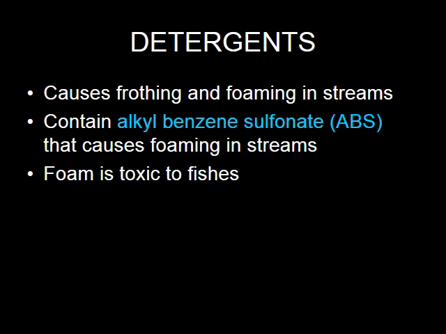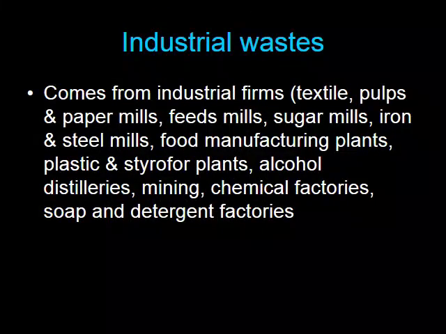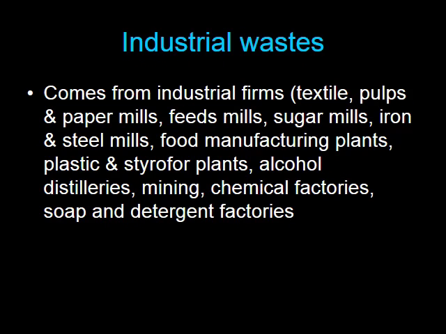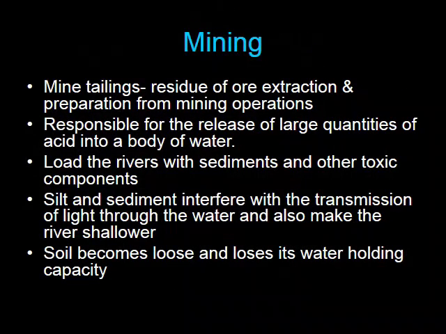Detergents is used for cleaning. It contains an active ingredient, alkyl benzene sulfonate, that causes foam in the stream. However, ABS is toxic. That's why when fish tends to eat the foam, they die. Then we have industrial waste. Any industries, textile, paper mills, feed mills, whatever, they release substances that impose negative effect in our bodies of water. Then we have mining.